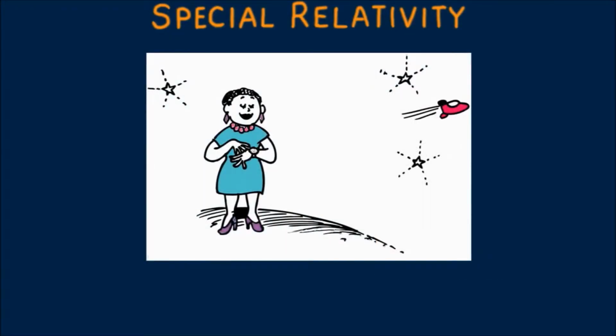One major prediction of special relativity, confirmed by countless experiments, is time dilation. If you watch two identical clocks, one moving relative to you and one at rest relative to you, you'll observe the moving clock to tick more slowly.